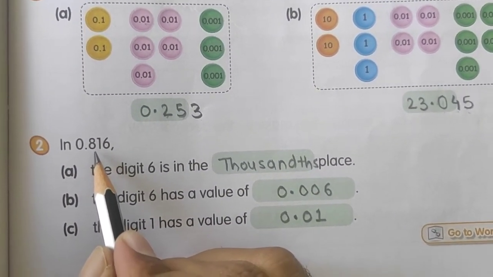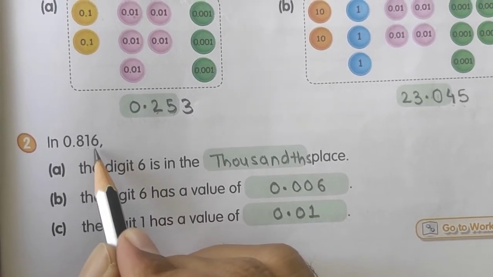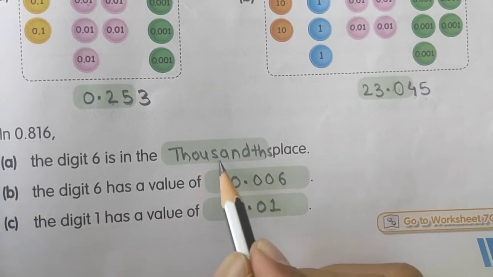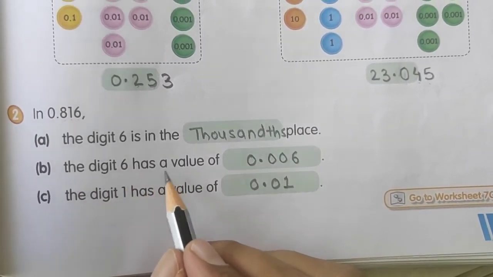8 is at tenths, 1 at hundredths, and this 6 is at the thousandths place. So I am writing that answer here. See, thousandths.